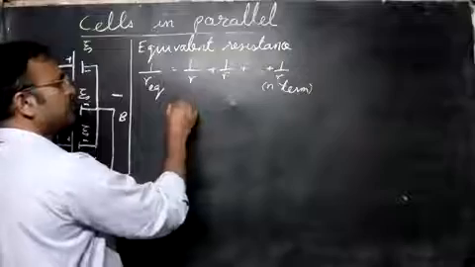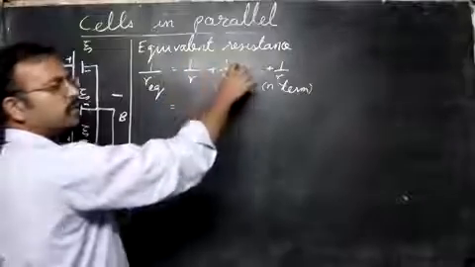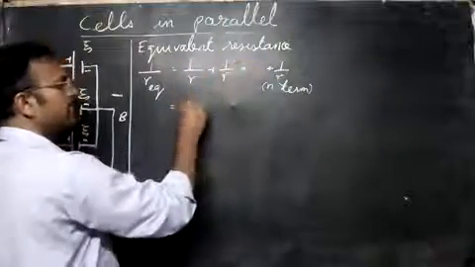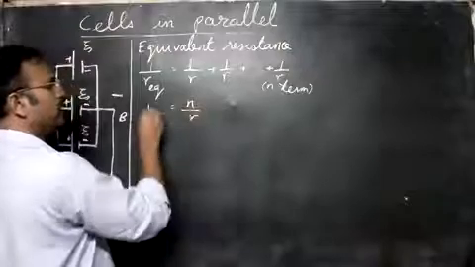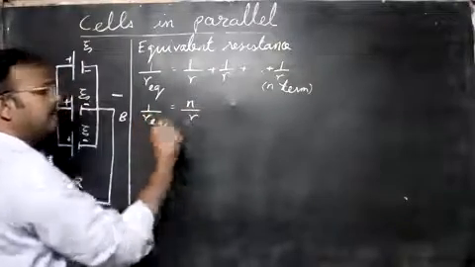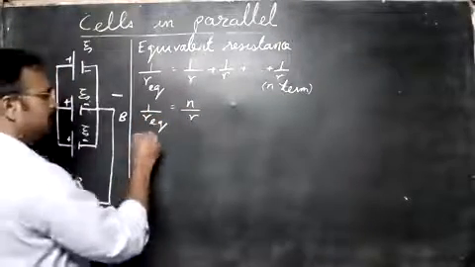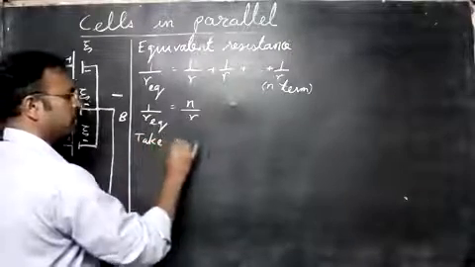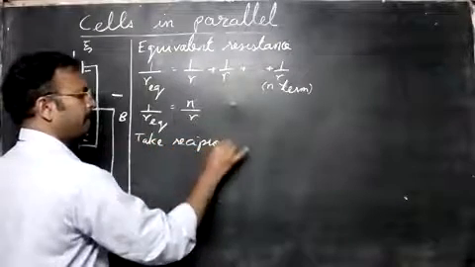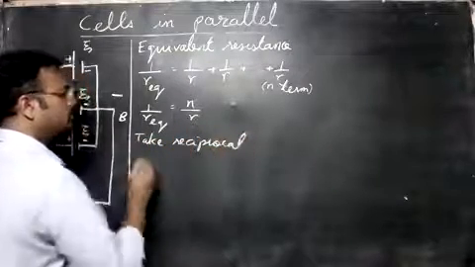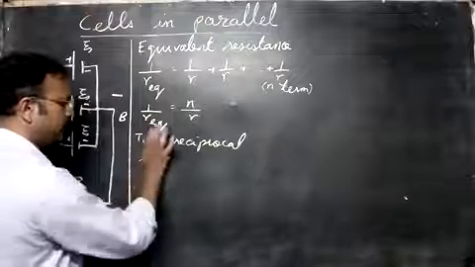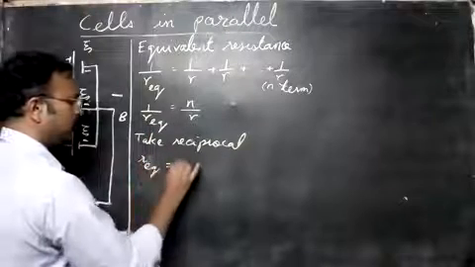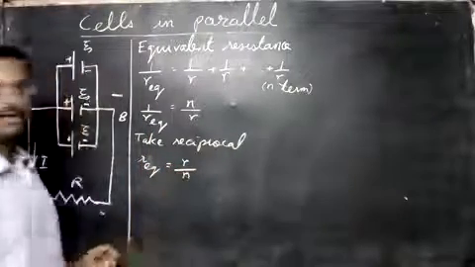Now you just add them. Suppose you add 1 plus 2, 3, 4, go on adding up to n. So we will get n by r. So 1 by R equivalent is equal to n by r. Take the reciprocal. So what we get is R equivalent is equal to r by n, small r by n.